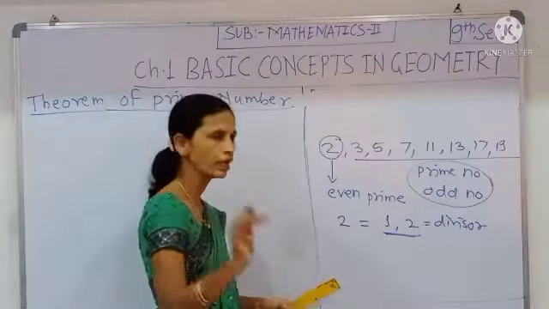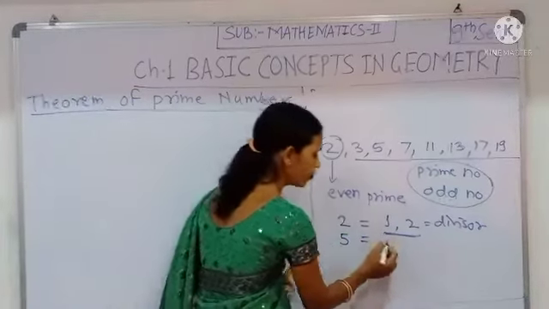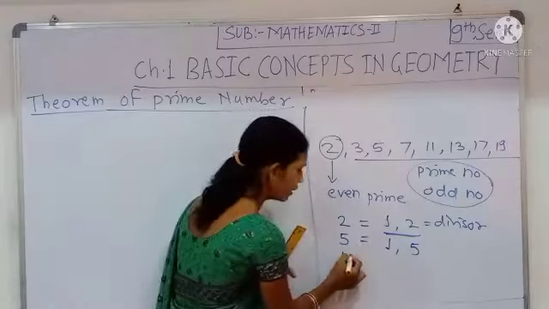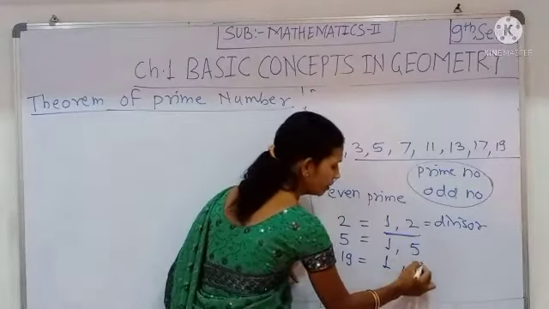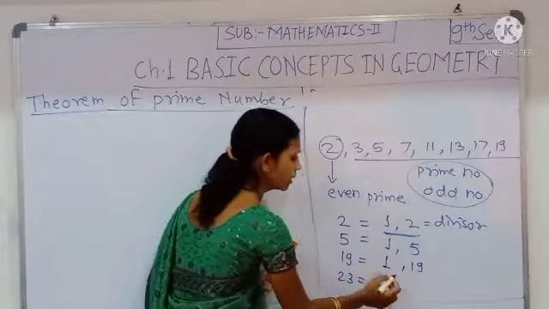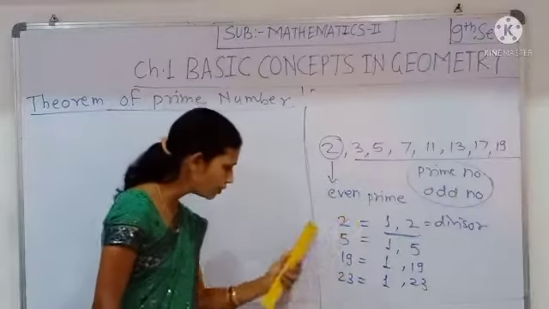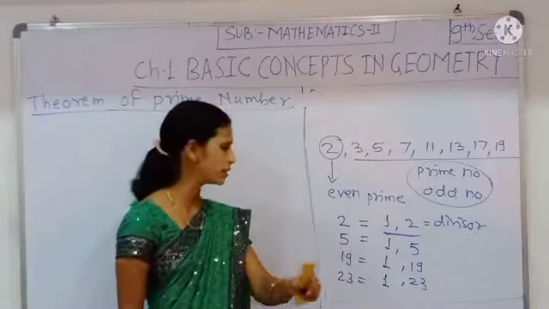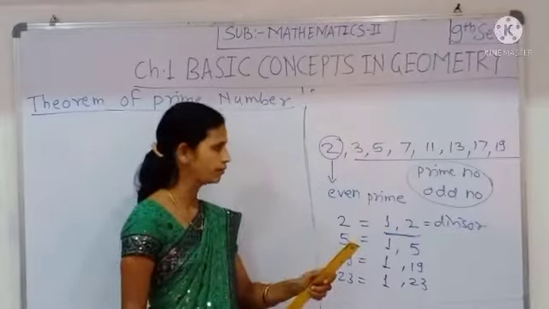standard and previous lecture. Then see here, 5 is a prime number, therefore its divisors are 1 and 5 itself. Similarly, 19 is a prime number, therefore the divisors of 19 are 1 and 19. 23 is a prime number, therefore the divisors of 23 are 1 and 23. That means a prime number has only two divisors, that is 1 and the number itself.